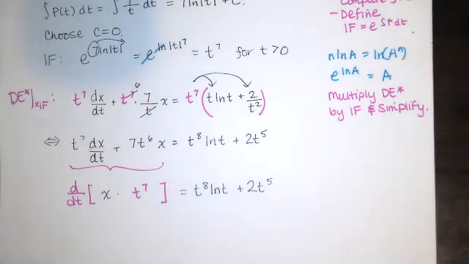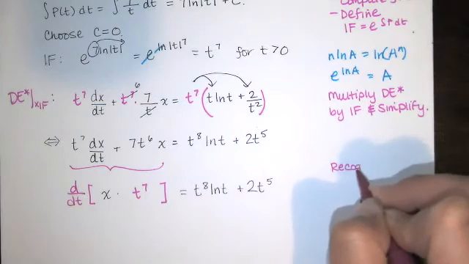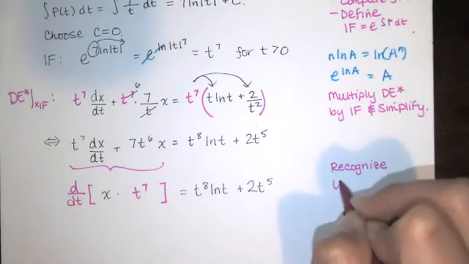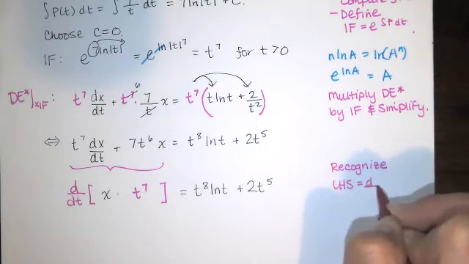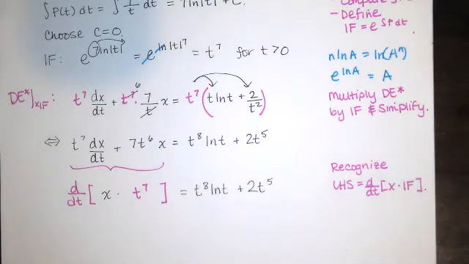So after multiplying the differential equation by the integrating factor and simplifying, we want to recognize that the left-hand side is the derivative with respect to t of your dependent variable times your integrating factor. And I always like to check at this step. So let's check it out. X is a function of t now. I know it's really tempting to think of it as an independent variable, but it's not. X depends on t. So I've got a product here.